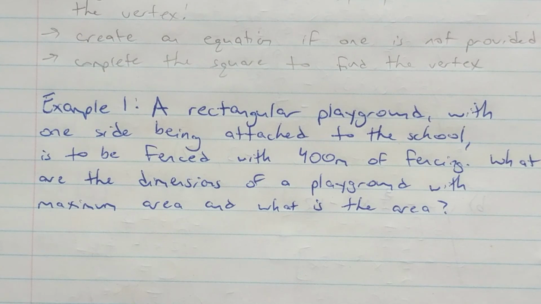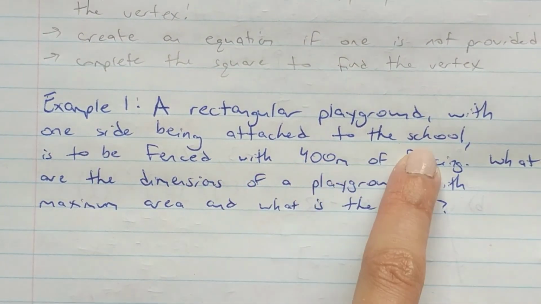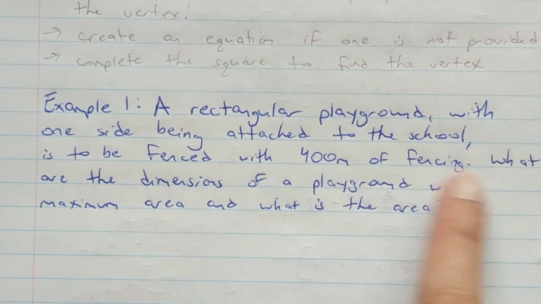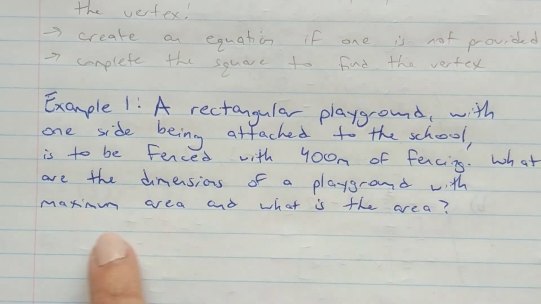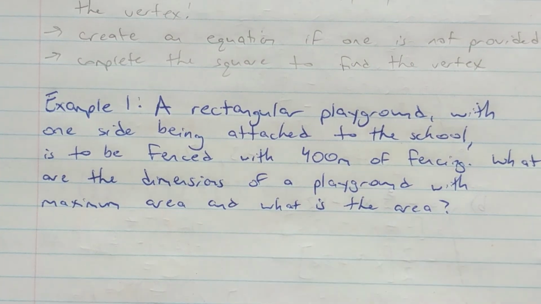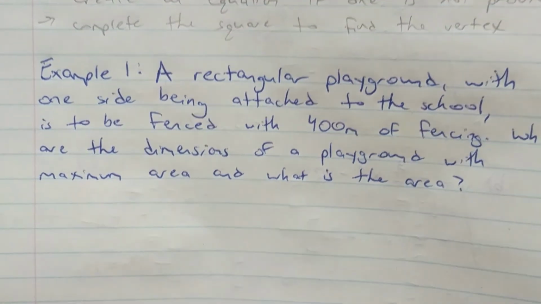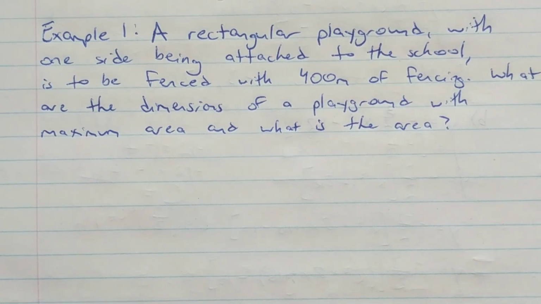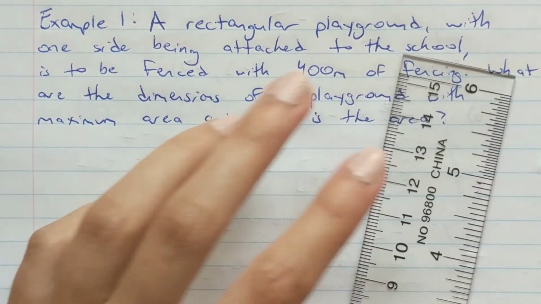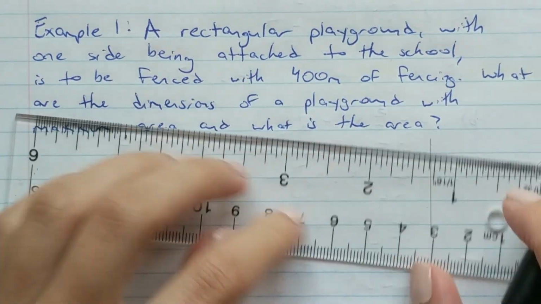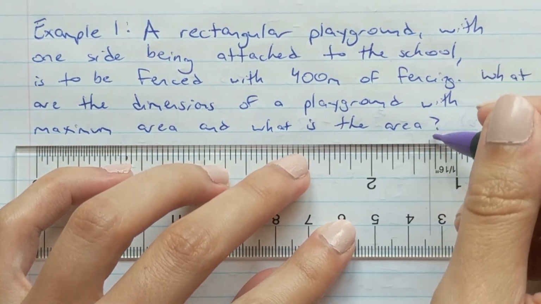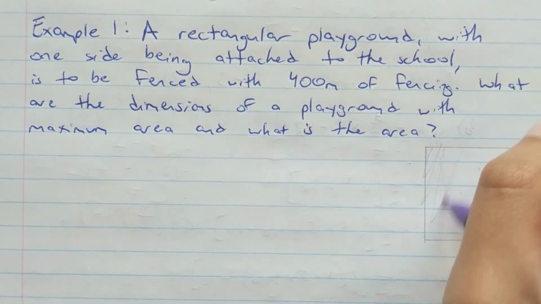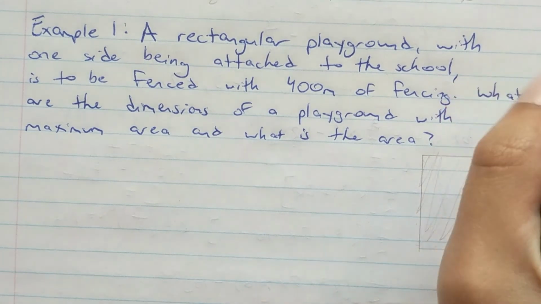A rectangular playground with one side being attached to the school is to be fenced with 400 meters of fencing. What are the dimensions of a playground with maximum area, and what is the area? Let's start by drawing a diagram just so we can appreciate what the setup is looking like. So we have a school over here, and we are looking to add a rectangular playground.